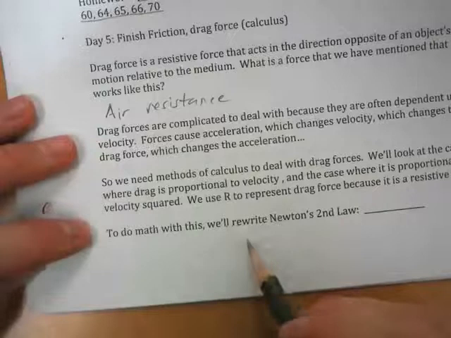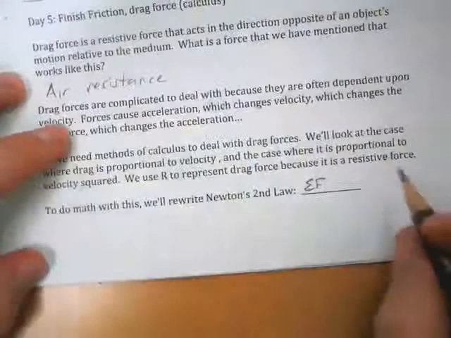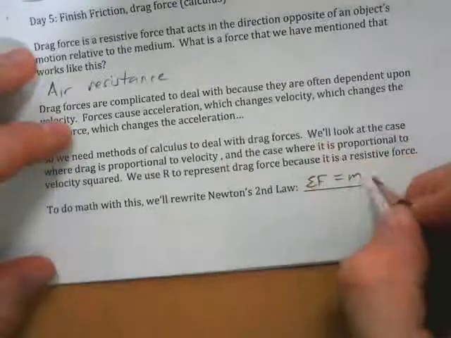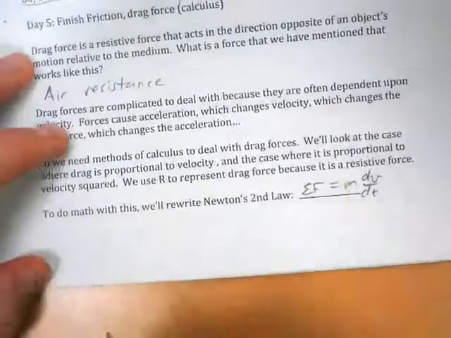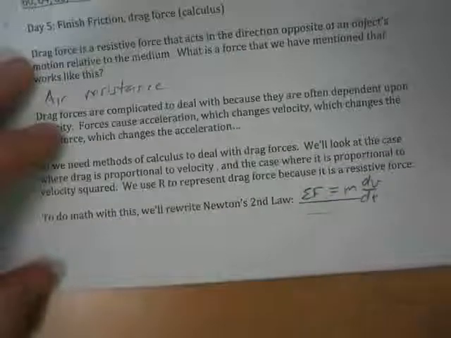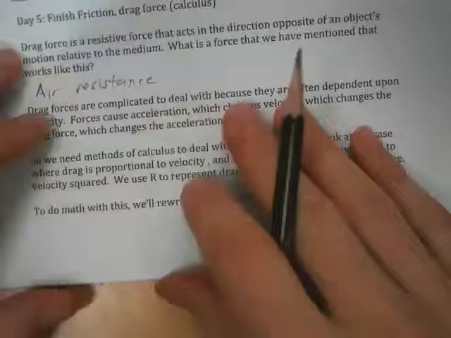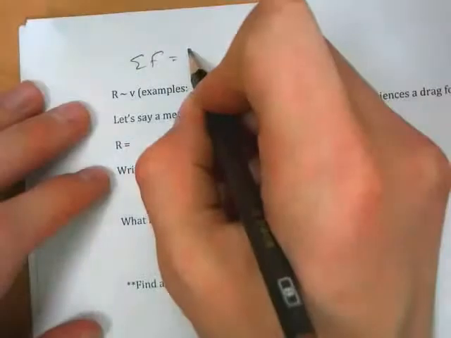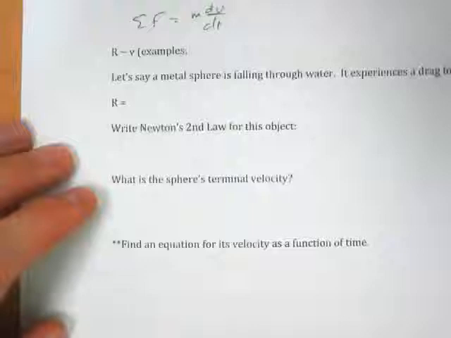Now if we're going to do math with this, then we just rewrite Newton's second law according to the derivative definition of acceleration. Acceleration is the rate of change of velocity. So this is the differential form of Newton's second law, and that's what we're going to use to deal with drag forces. I'll write that up here as well. Sum of the forces equals m times dv by dt.